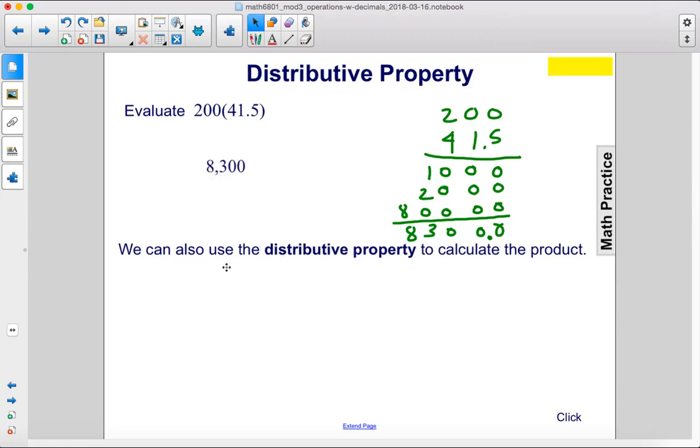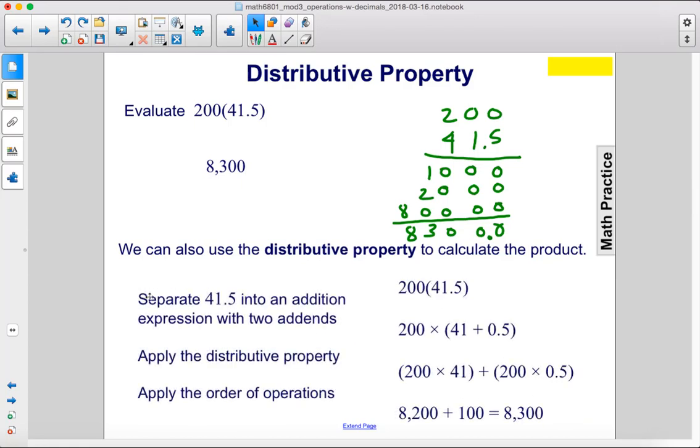Yep. We can also use the distributive property to calculate the product. Separate 41.5 into an addition expression with two addends. So 200 times 41.5 becomes 200 times (41 plus 0.5). Apply the distributive property, so that becomes 200 times 41 plus 200 times 0.5. And then we have 8,200 plus 100 equals 8,300.